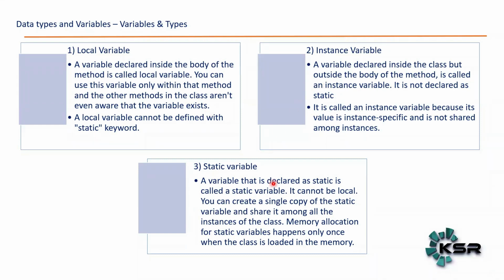A static variable can be accessed using only the class name; you do not need to create an object and then access it. Directly using the class name, you can access a static variable, and it will be initialized only once. Don't get confused, we'll see it with an example. Just recollect: local variable within your method, instance variable within your class, static variable for memory saving, with no object creation needed to access it.